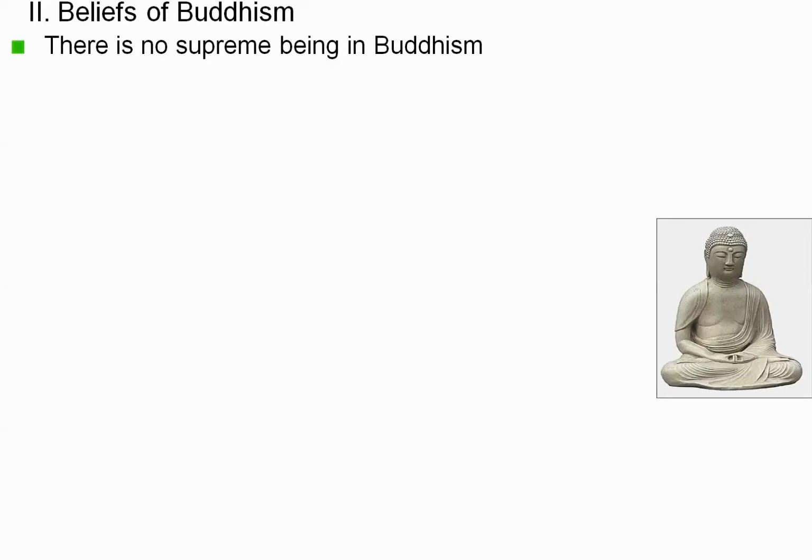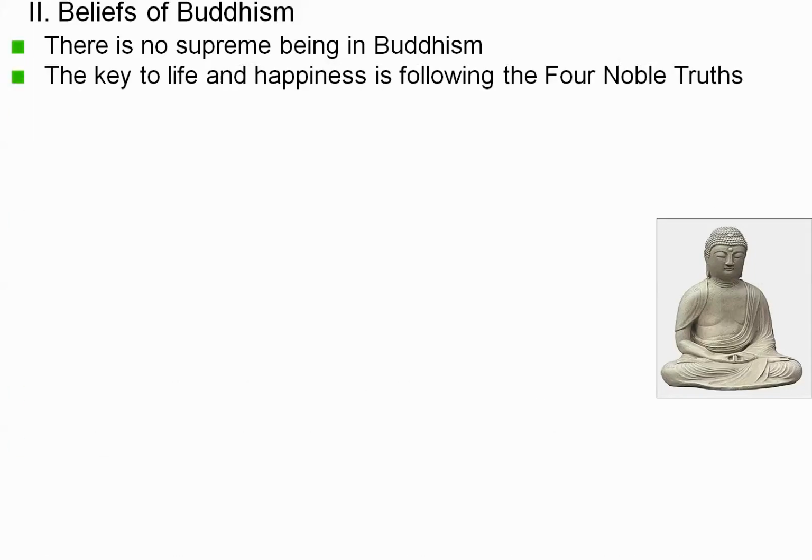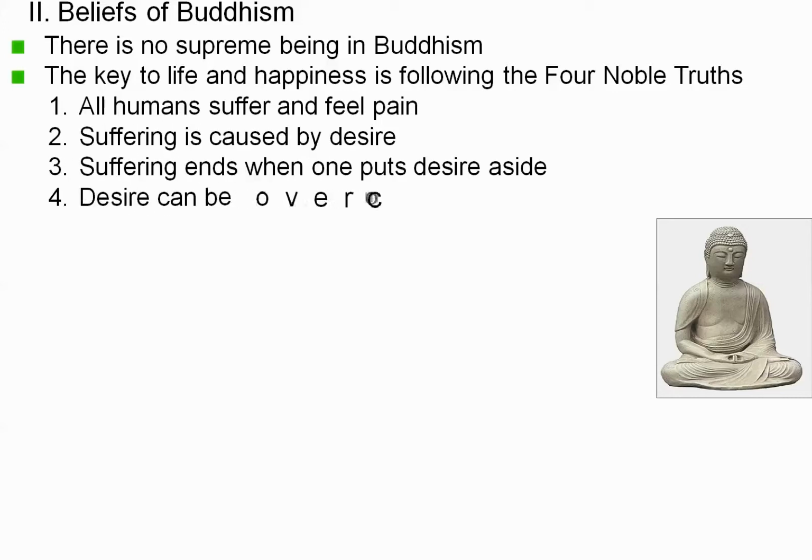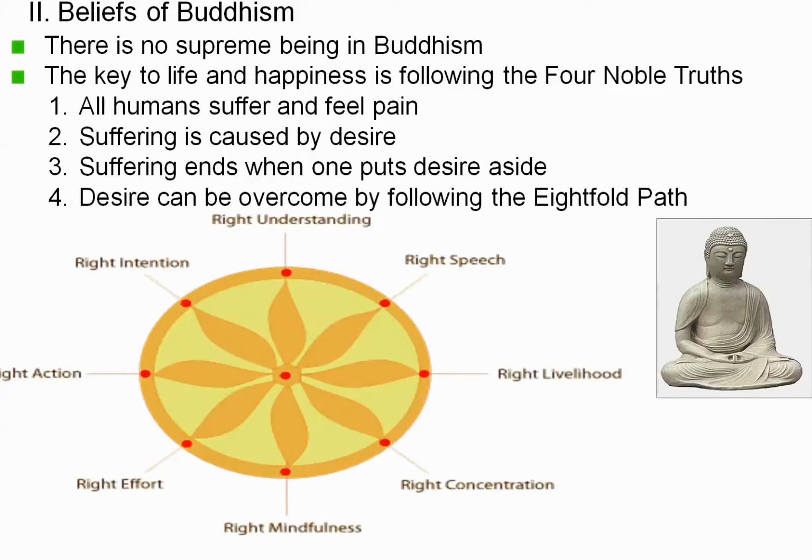Now, the beliefs of Buddhism are very, very important to understanding how the Buddhist philosophers develop. One, there is no supreme being in Buddhism. Unlike other major religions, this is the one religion that does not have a main god. However, they do share a lot of beliefs that their followers must adhere to. Now, what they say is that if someone followed the Four Noble Truths, they would be able to end all of the suffering and start their journey toward enlightenment.